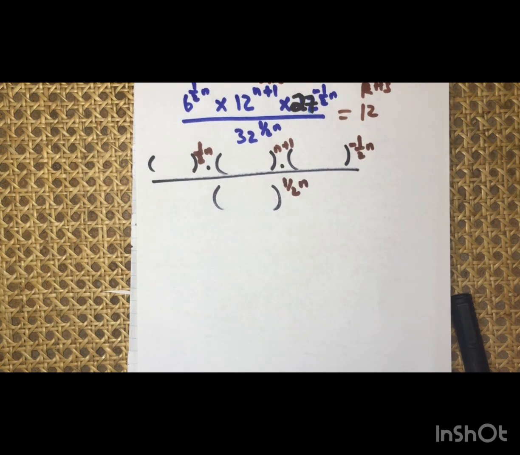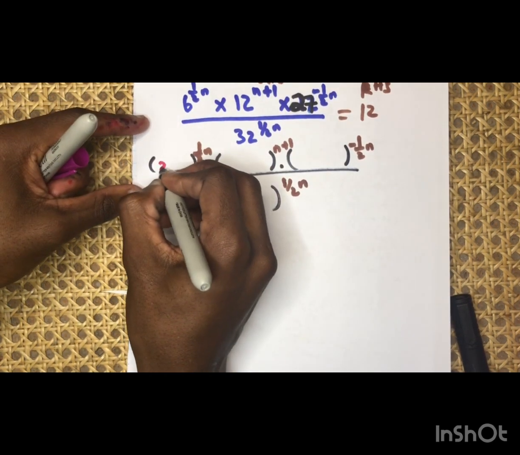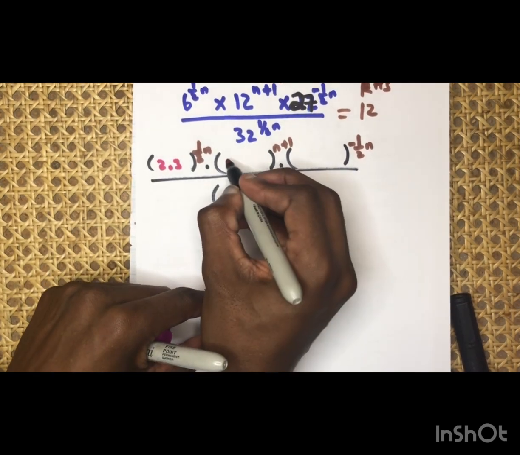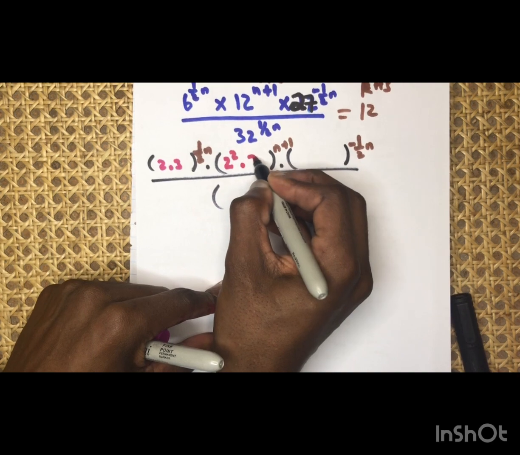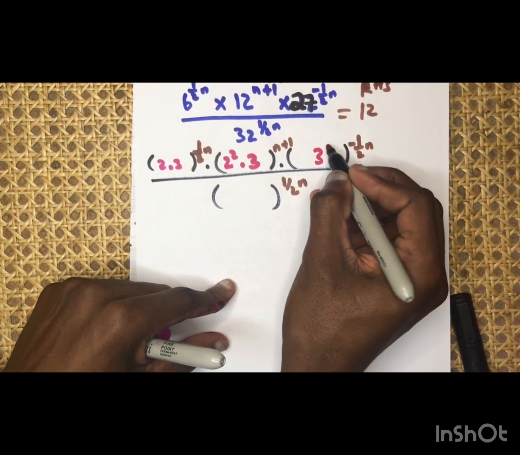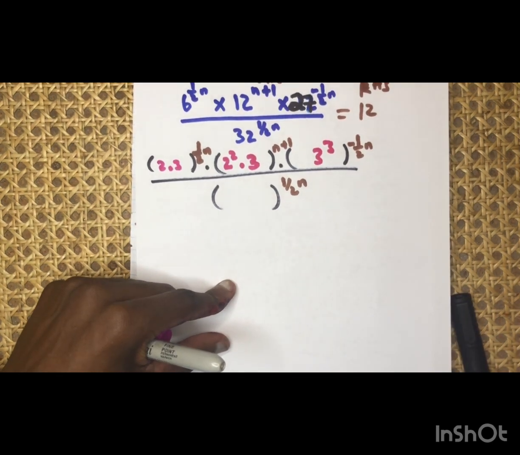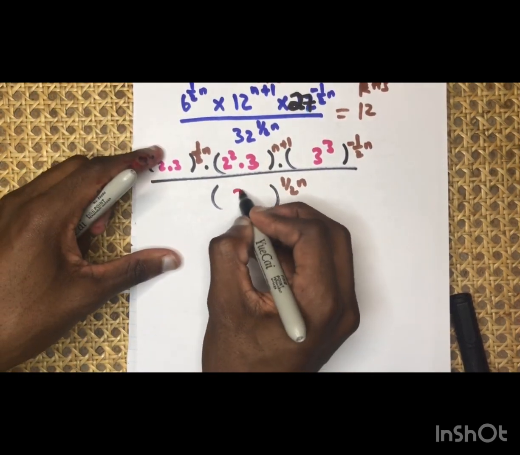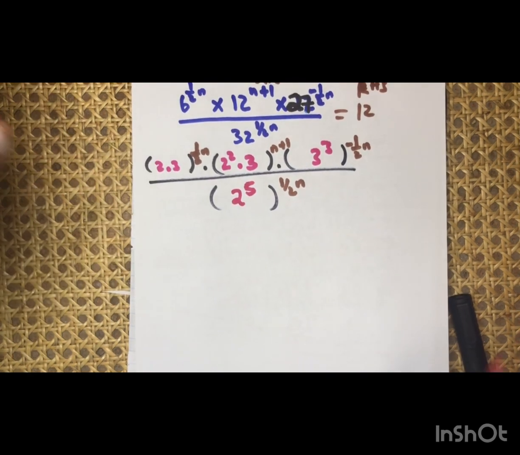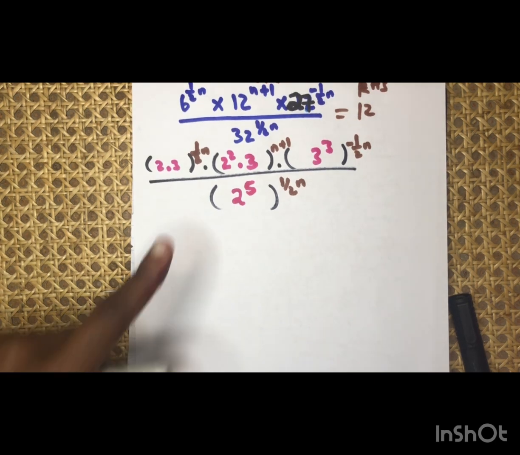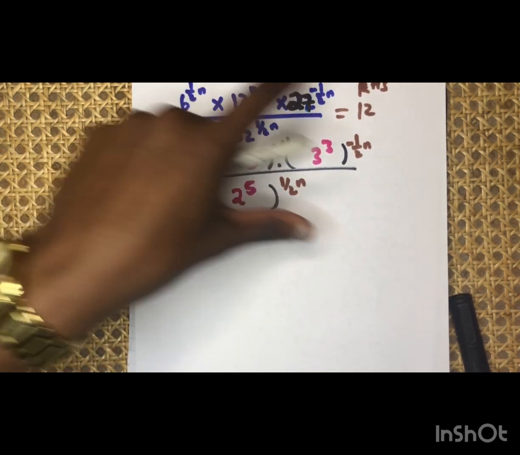So now talk to me. What are the prime factors of 6? Yes, it is 2 and 3. The prime factors of 12 is 2 to the power 2 and 3. The prime factors of 27 is 3 to the power 3. Yes. You are geniuses, guys. The prime factors of 32 is 2 to the power 5. Yes. Can you see this is easy, guys? This is easy.